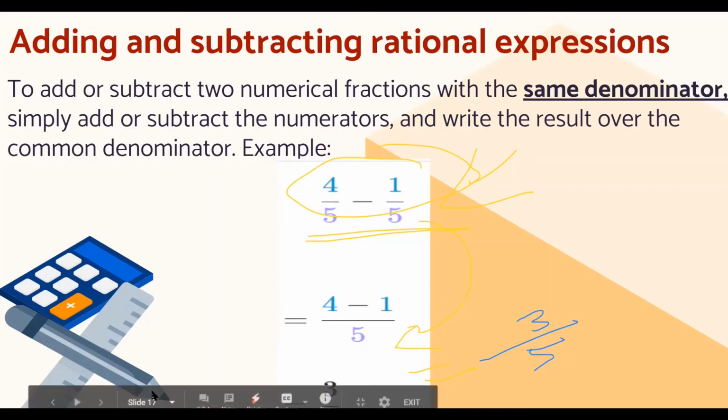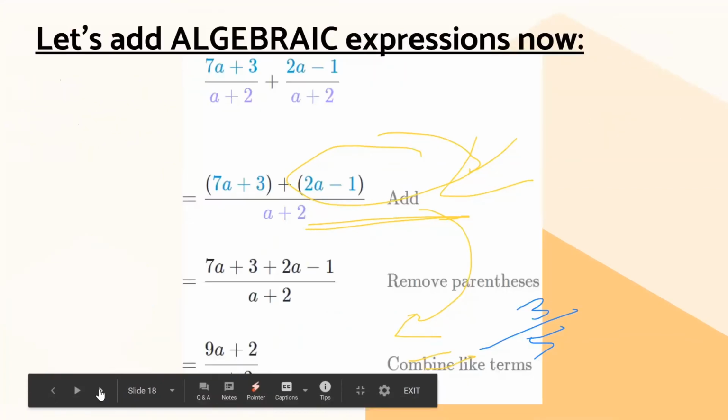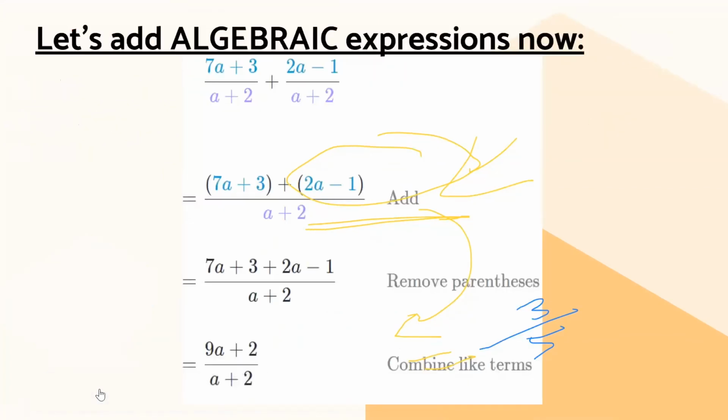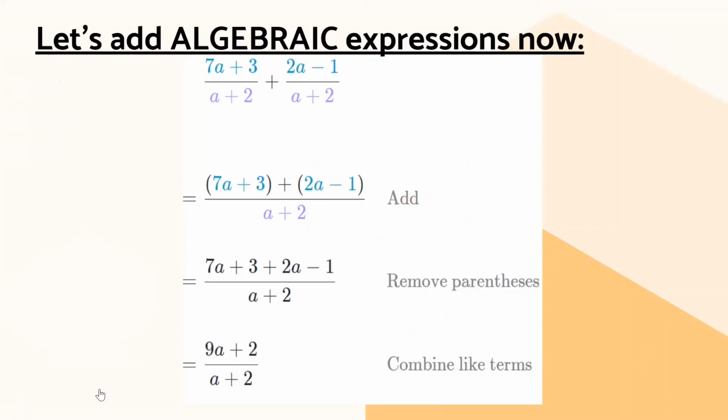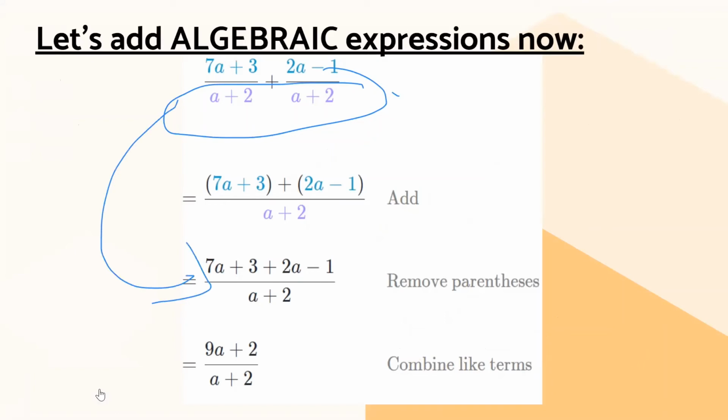And then when it comes to doing it algebraically, it's exactly the same thing, but instead of just numbers, you have variables with them, right? So what is the GCF of x plus 2 and x plus 2? Well, the GCF is x plus 2 because if you have the same denominator, you can just skip all of this and jump in here. If you have the same denominator, you bring down the denominator and then you add whatever you have on the top. So you have 7a plus 3. I brought that down here. And then I added that to 2a minus 1, right?